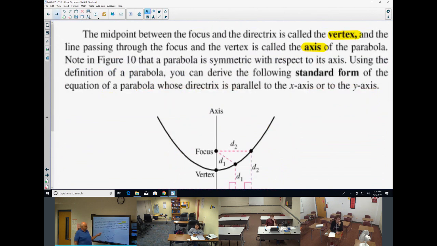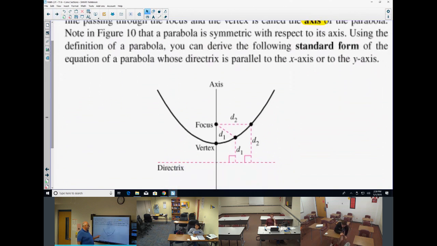So you have the vertex of the parabola, and whatever that distance is to the focus, you have that same distance to the directrix. So for any point on the parabola, this distance here is the same as this distance here. Okay? Now, the line that cuts the parabola in half, that passes through both the focus and the vertex, is called the axis, or the axis of symmetry, because one side is symmetrical to the other.